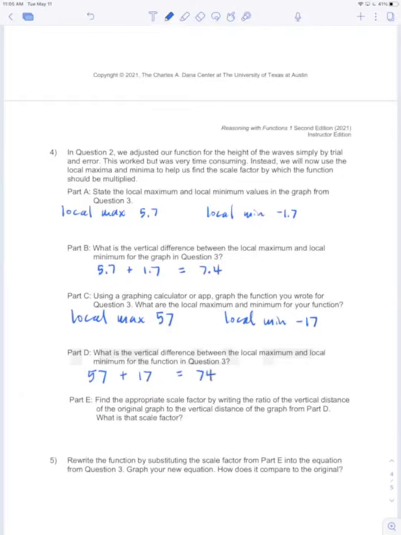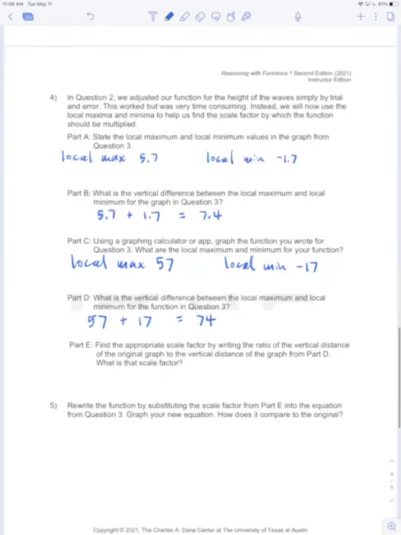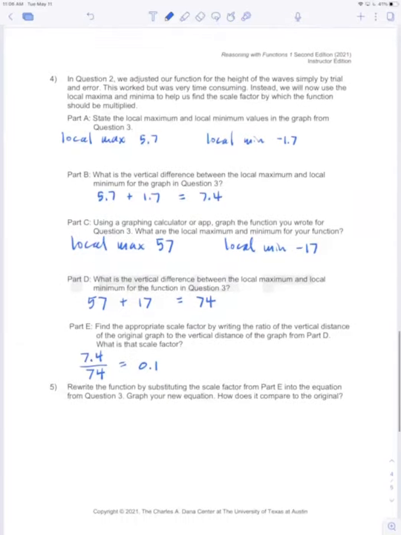Part E, find the appropriate scale factor by writing the ratio of the vertical distance of the original graph to the vertical distance of the graph from part D. So we're just going to write a fraction. It's going to be 7.4 over 74. And when we do this, we get 0.1 or 1/10. Now, part 5, rewrite the function by substituting the scale factor from part E into the equation from question 3. Graph your new equation. How does this compare to the original?